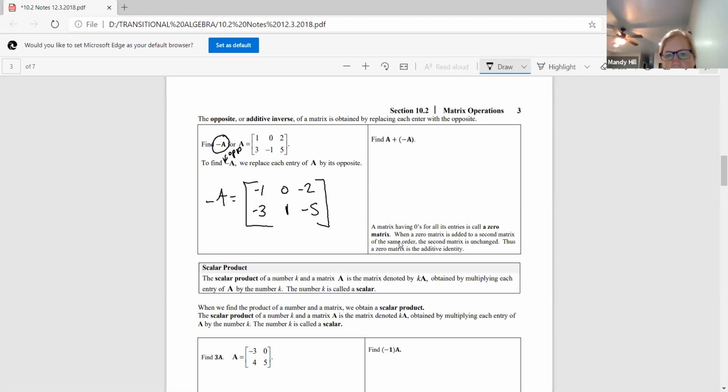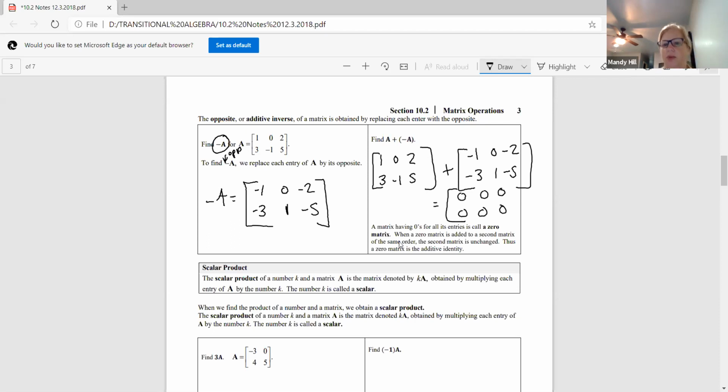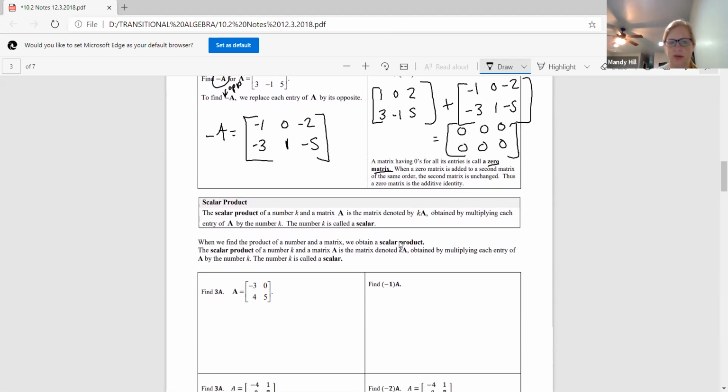Well, what happens when we take A and we add it to its opposite? Well, we're going to get a 0 matrix because everything is going to come out to be 0. 1 plus -1, 0. 0 and 0, 0. 2 and -2, 0. So there is something called a 0 matrix, and it's whenever you have a matrix and you add it to another matrix that is exactly opposite of it.